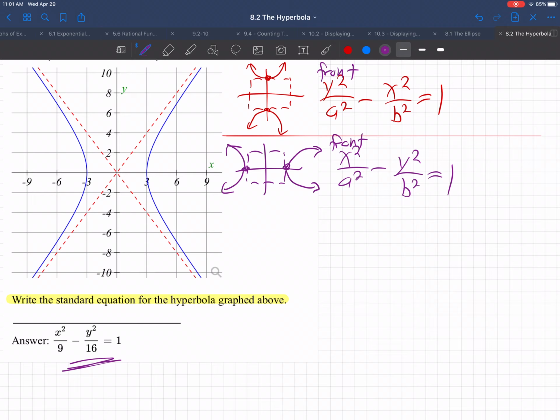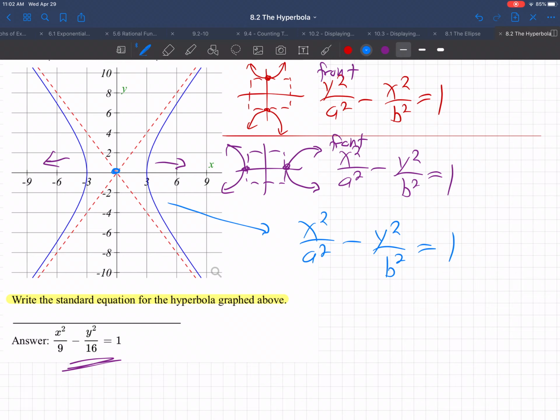And that's what we have, right? We have branches going right and left, so we have x squared in the front. So our equation has x squared in the front, y squared in the back. Now we just have to find the a, and it's centered at the origin, so it's just x squared and y squared, nothing up there next to x or y. So I've got to find the a and the b.